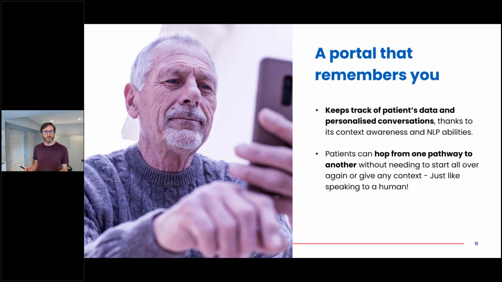And just like speaking to a real person, EBO's context-specific awareness and natural language processing abilities means we can keep track of patients' data and personalize conversations. So for example, patients can return to the intelligent patient portal and simply pick up a conversation where they left it at their last visit, rather than having to start all over again. Patients can hop from one conversation about maybe their appointment to another about their diagnostic results without needing to start all over again. So that's what we mean by being user-friendly.